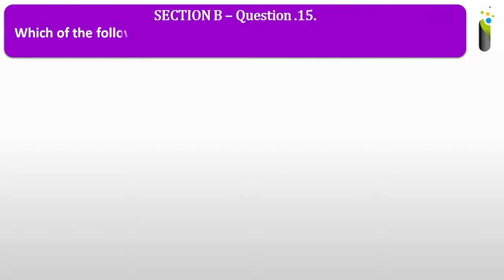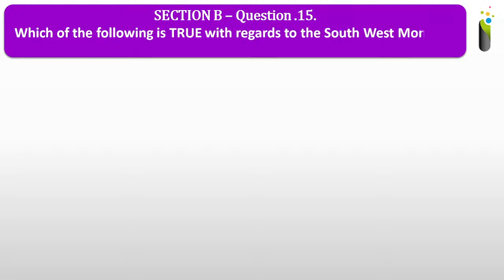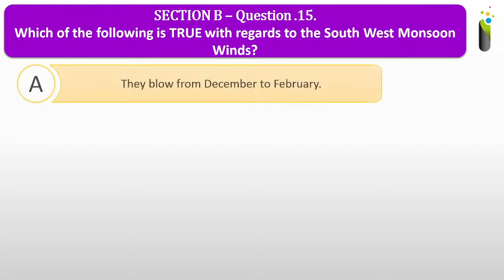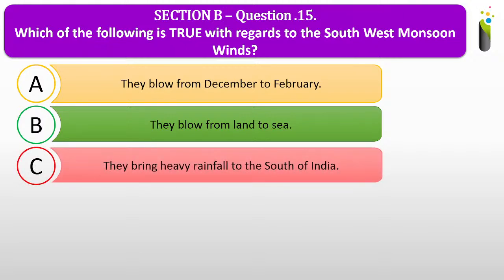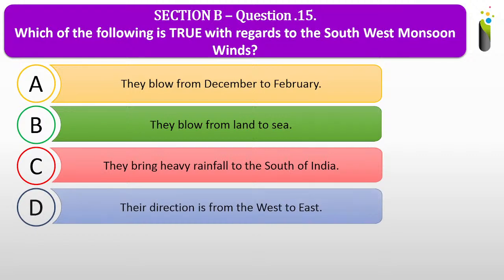Question number 15. Which of the following is true with regards to the southwest monsoon winds? A. They blow from December to February. B. They blow from land to the sea. C. They bring heavy rainfall to the south of India. D. The direction is from the west to the east. So, which of this is true with regards to the southwest monsoon winds? And your time starts now.